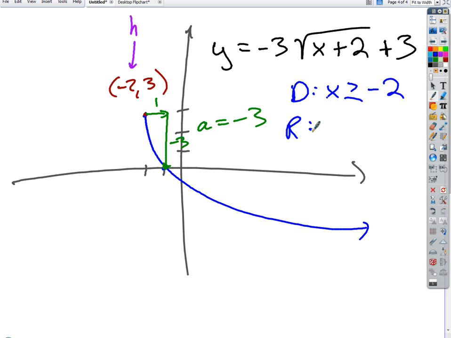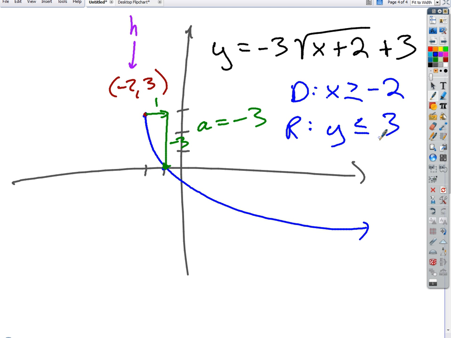Okay, what about the range? X is less than or equal... Okay, you mean y? Yes. Y is less than or equal to 3. Less than 3. Okay, now you gotta be careful with this.